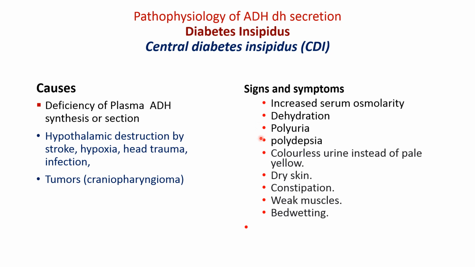Polyuria, polydipsia. The urine becomes less yellowish. Normally its color is yellow. We have dry skin and a change in skin turgor as a result of dehydration. We may have constipation, we may have muscle weakness, and bedwetting during the night time, especially in children.